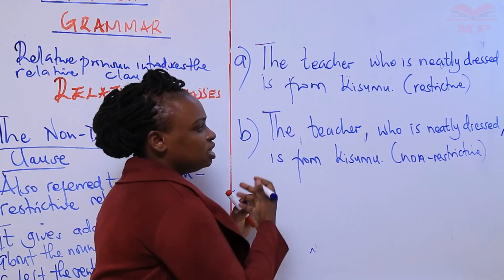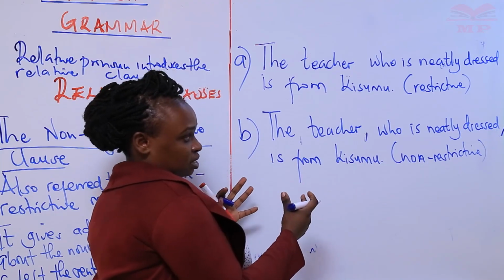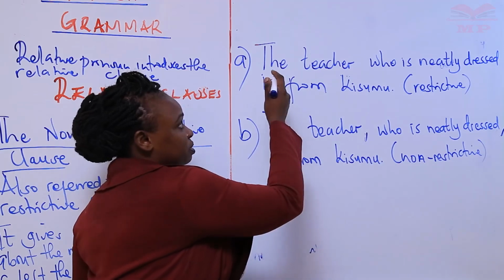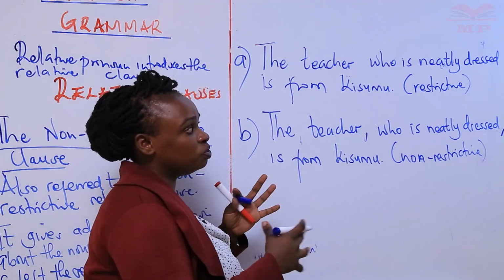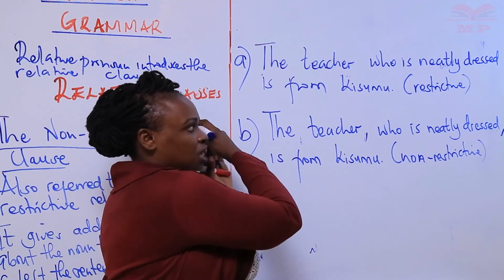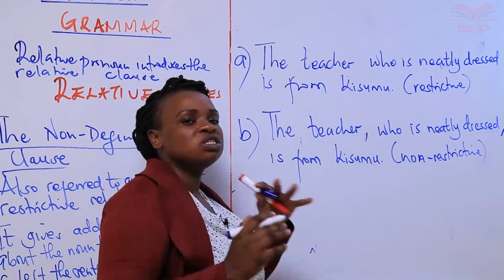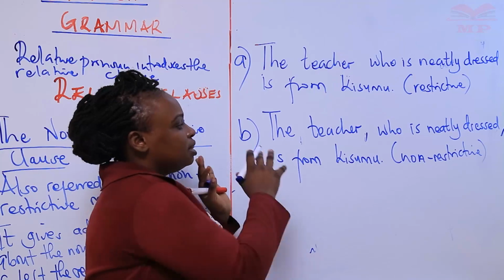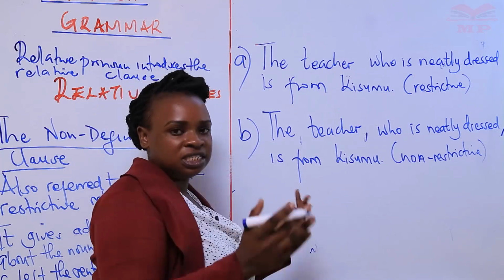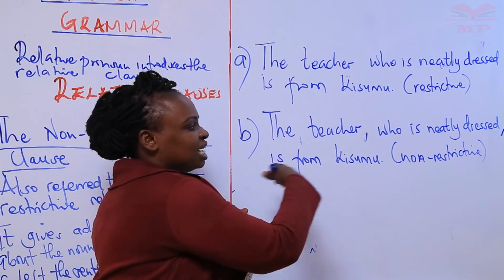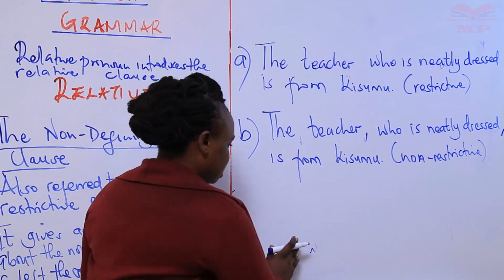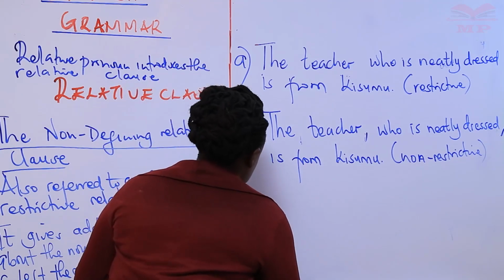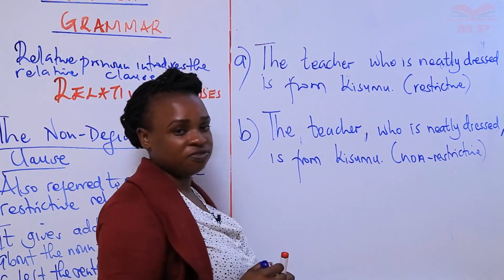So in case you find such an example in an exam, where you're given the 2 sentences and told to give the difference in meaning, that is what you'll say. One, we already know there are many teachers, but the one who is neatly dressed is from Kisumu. In the second one, we already know the teacher from Kisumu, but now we are just adding more information that she is neatly dressed. All right, now let me give you one more exercise before we finish.